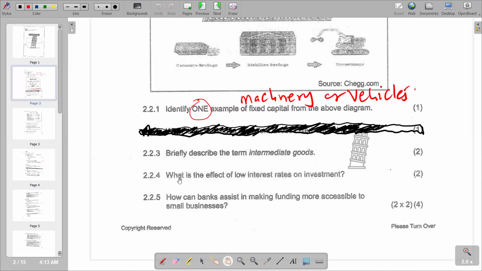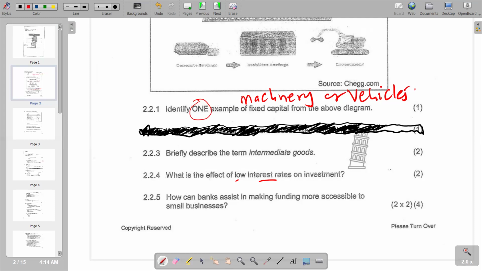Then you go to the next part of the question, which says, what is the effect of low interest rates on investment? So on investment, we have interest rates. Interest rates, we know, is basically the cost of borrowing money. So if we have low interest rates, it means the cost is now low. So obviously, we are going to see businesses easily accessing those funds because it's now cheap. And obviously, in that sense, we are going to see an increase in investment.